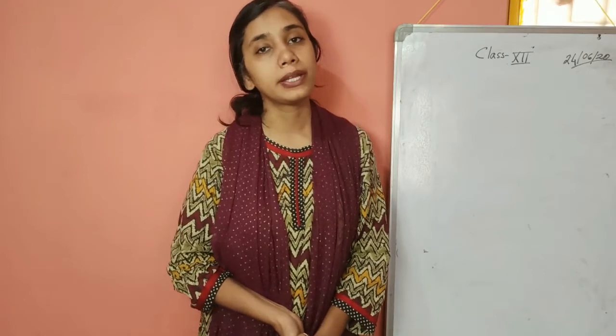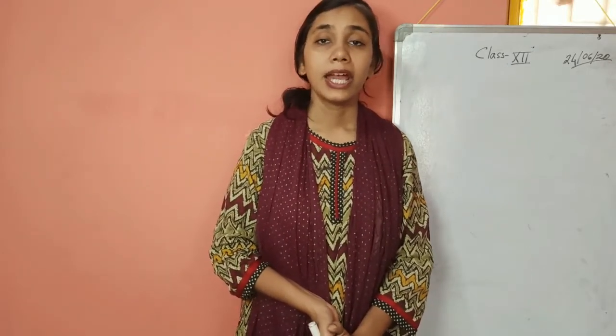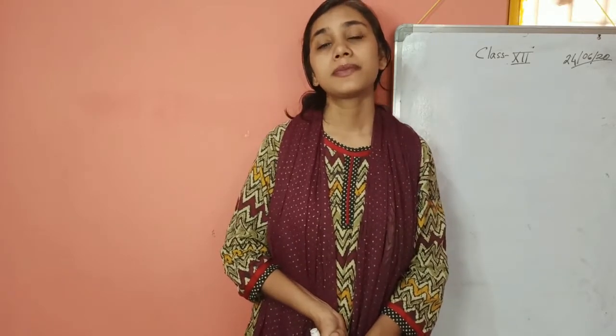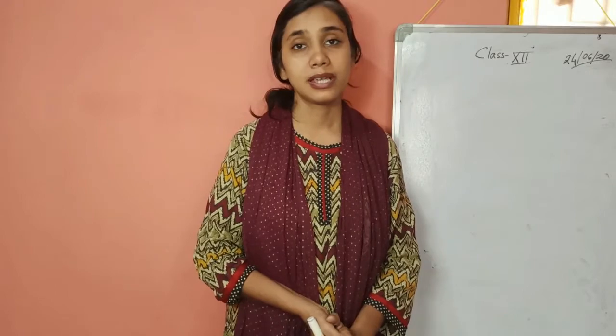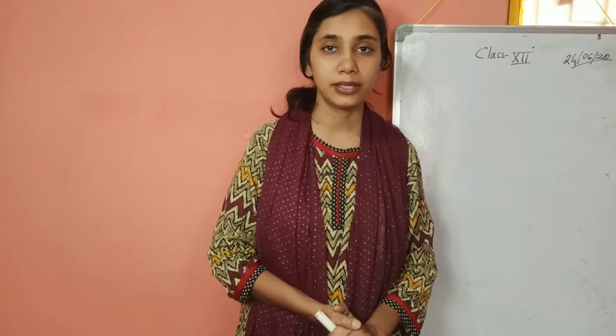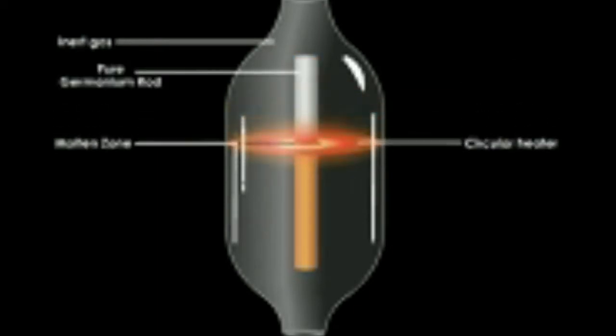Fourth is zone refining. This is a method to get extra pure metal, and generally germanium and silicon, this kind of metals are purified through this method. Zone refining is a special method to purify metals at a very high temperature, and this also gives us a metal with very high purity. Germanium, which is used in semiconductors, is purified using this technique.